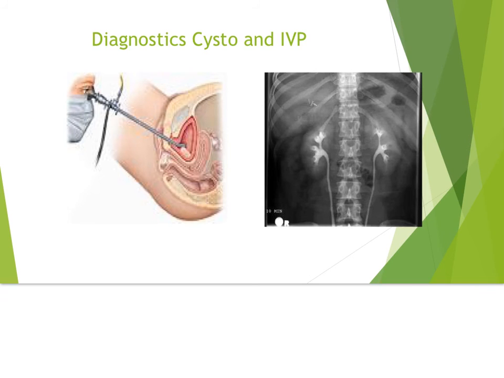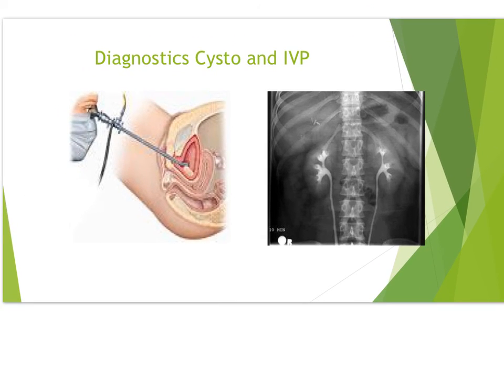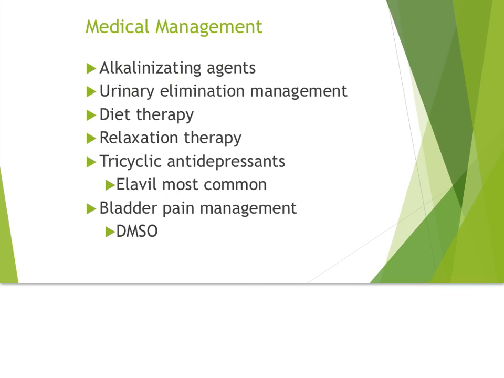This is just showing a couple of the different tests that might be done to diagnose cystitis, which is a cystoscopy. This is actually a rigid scope, and then an IVP, which is an intravenous pyelogram.